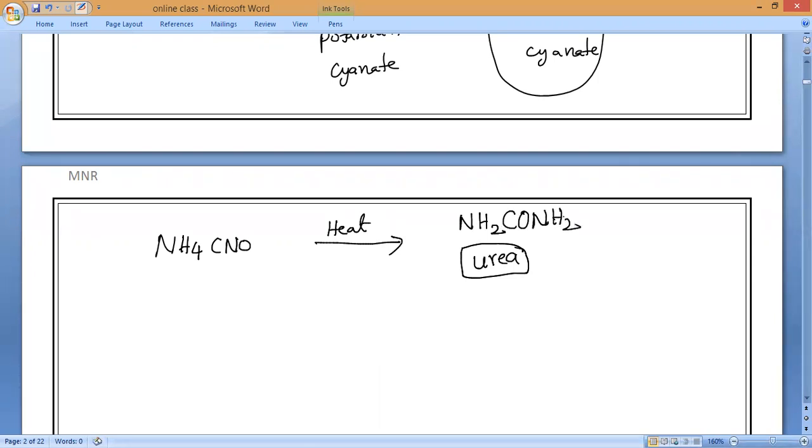NH2CONH2. Remember, this one and this one, if you count, the number of nitrogens, oxygens, hydrogens will be the same. Is it true or not? Tell me. Is it right or wrong? The number of hydrogens, nitrogens, oxygens, same or not? This side and this side. Yes or no? Yes. So this is ammonium cyanide, and this is urea.